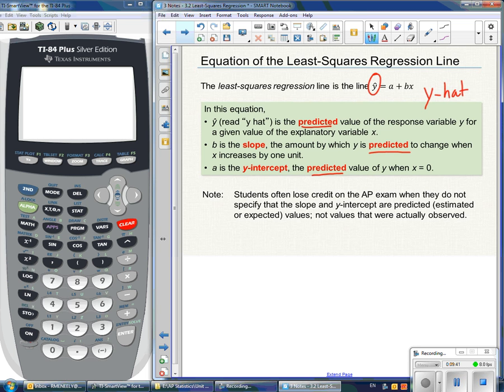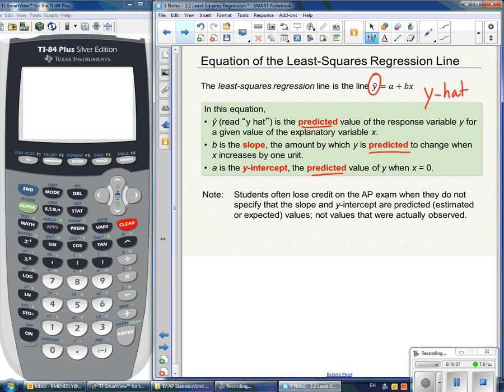If I don't include the hat there, then it is implying that the equation I've come up with is a perfect fit and it hits all the points. So you want to make sure that you use appropriate notation and put that little hat on top of the y to indicate that it is just a model. It is just a prediction. It is not actual. And so again, y hat is just the predicted value of the response variable y for a given value of the explanatory variable x.